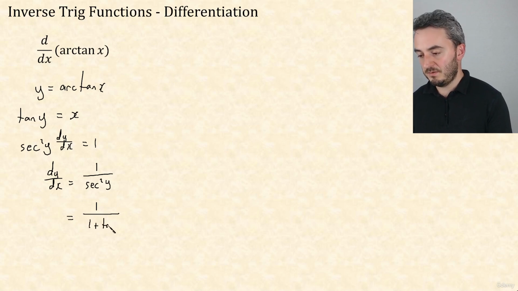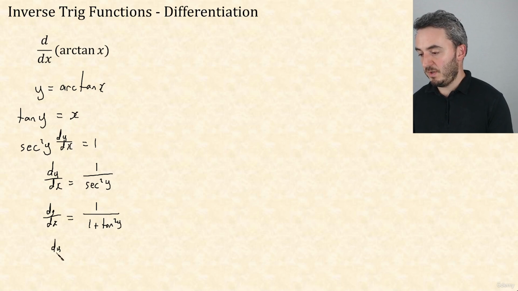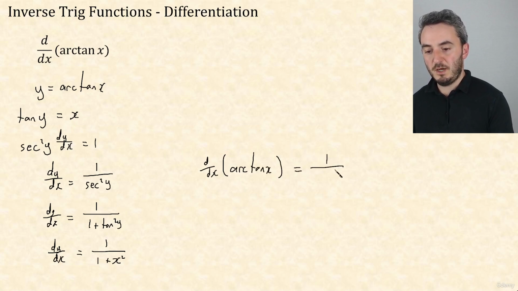plus tan squared y. That's just an identity. Tan squared y, well, that's x squared, right? Because tan y is x. So what we have is dy by dx is equal to 1 over 1 plus x squared. A really neat little result there. So d by dx of arctan x is 1 over 1 plus x squared.